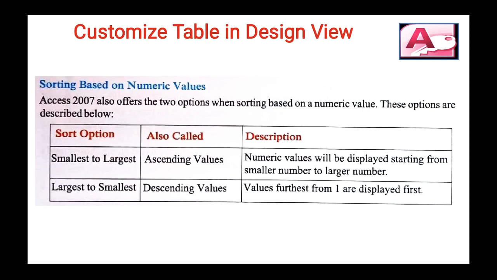Now, sorting. Sorting is probably the simplest way to look at data in an orderly arranged manner and kept together in one place. Sorting can be done on numeric values. Sorting can be done on text values also. Smallest to largest, numeric values will be displayed starting from smaller number to larger number. Largest to smallest, values furthest from 1 are displayed first.